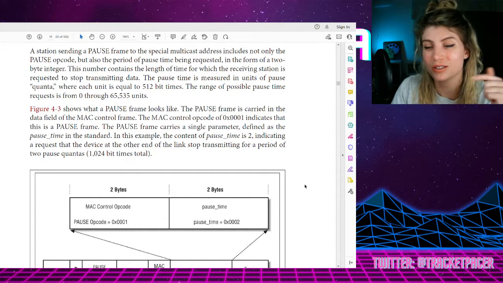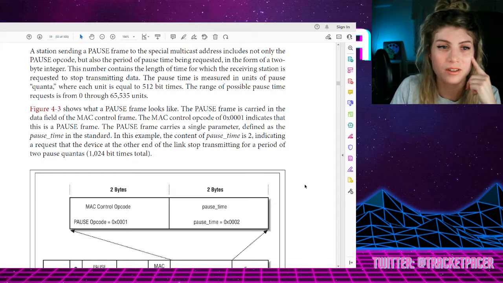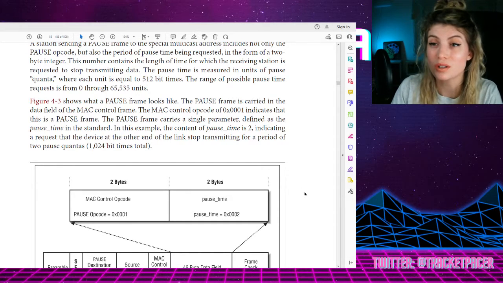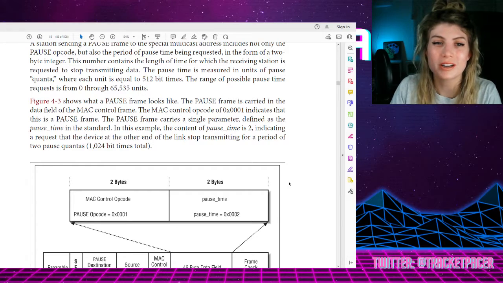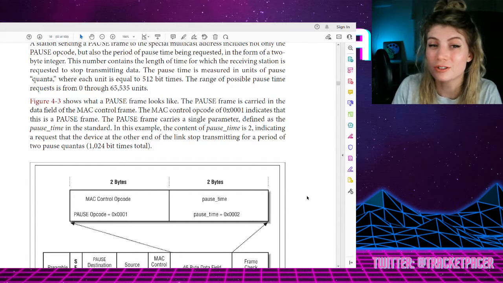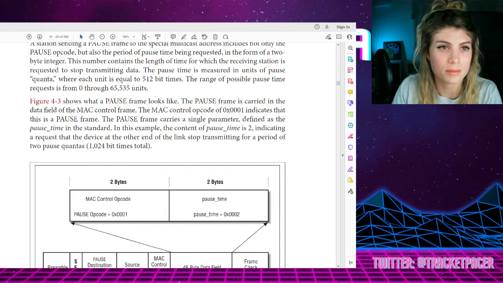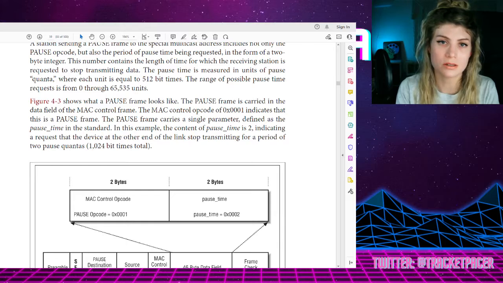Oh yeah, I did do this last time. This is fun. All right, here's math. The number contains the length of time for which the receiving station is requested to stop transmitting data. The pause time is measured in units of pause quanta, where each unit is equal to 512 bit times. And when I was reading this earlier, I definitely had to look up what a bit time is. And I'm going to look it up again because it's a little bit weird.